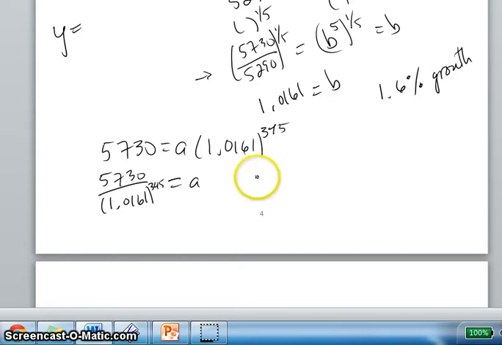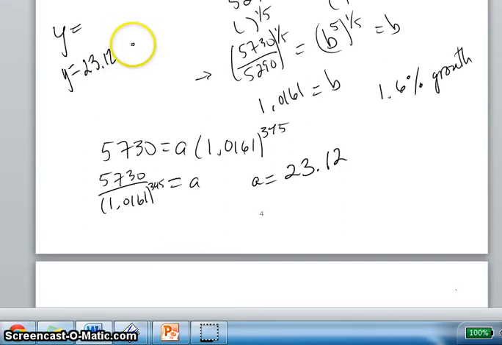And if I put all that in my calculator, I get a is equal to approximately 23.12. And remember, that's millions of people. So coming back up to where I started off here, I'll do it again. Y is equal to 23.12. That's my a value, my initial value, times my base, which has the growth rate hidden inside of it, to the x power. There is my model for using those last 2 points.